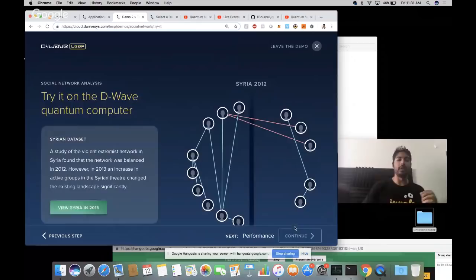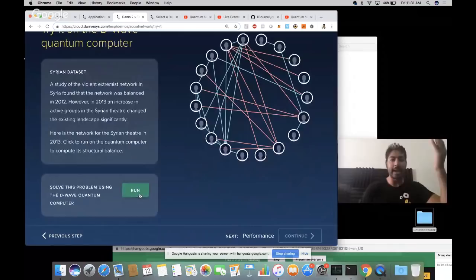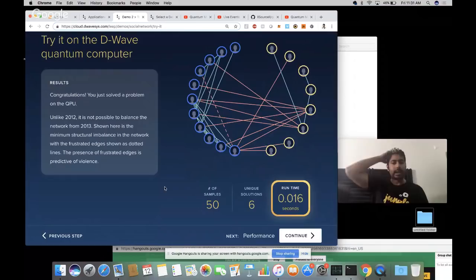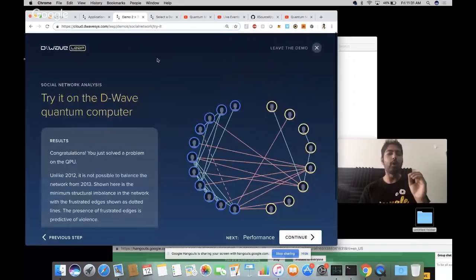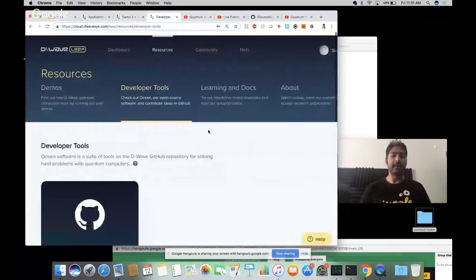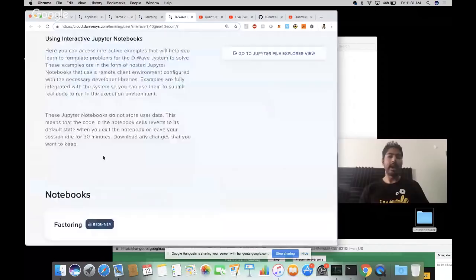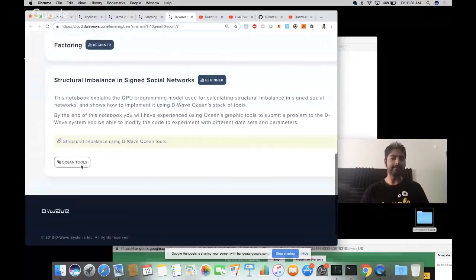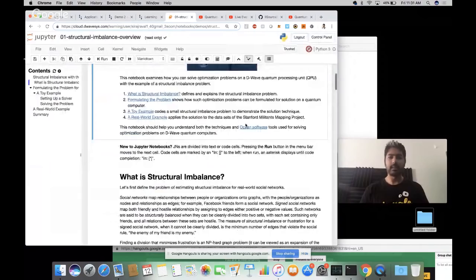The same exact thing is happening here with this Syrian extremist example, where we hit run, and then it computed this structural imbalance problem. And so, what better way to demo how this works than to look at code? If we go to developer tools here, under learning in the docs, they have Jupyter notebooks in the browser that we can just start looking at right now. Let's check this out. Beautiful. The kernel's ready. Great.